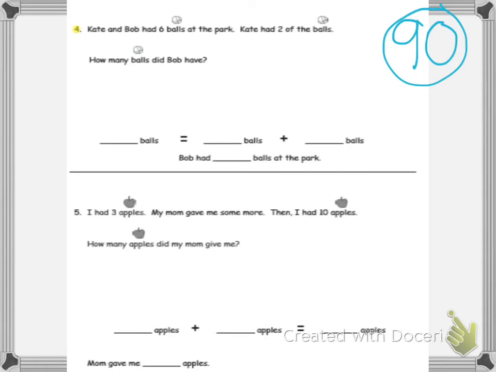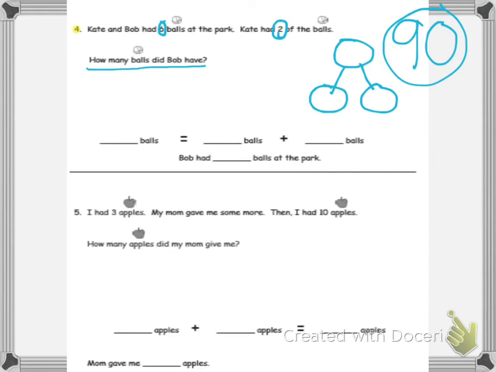Kate and Bob had 6 balls at the park. Kate had 2 of the balls. How many balls did Bob have? Now I am going to go ahead and draw my number bond just to have it ready. Now, I'm going to circle my important numbers. Well, I know that they had 6. Kate had 2 of the balls, so I'm going to circle the 2. Now I'm going to underline my question, which is my question mark right here. The question is, how many balls did Bob have? That's what we have to figure out.